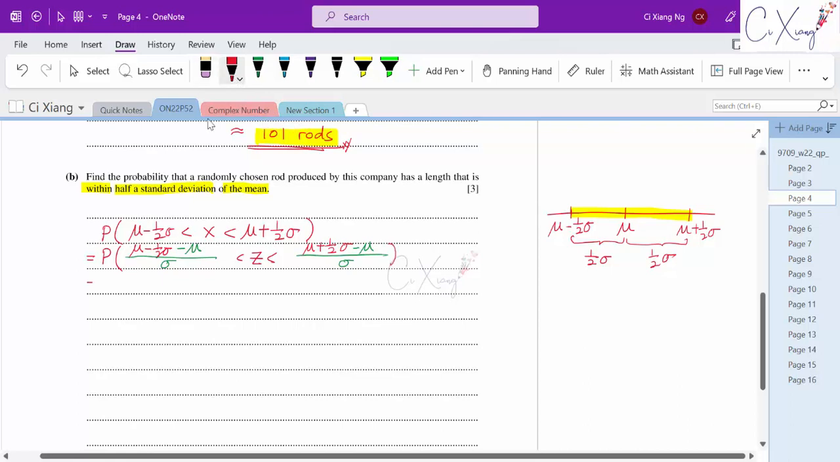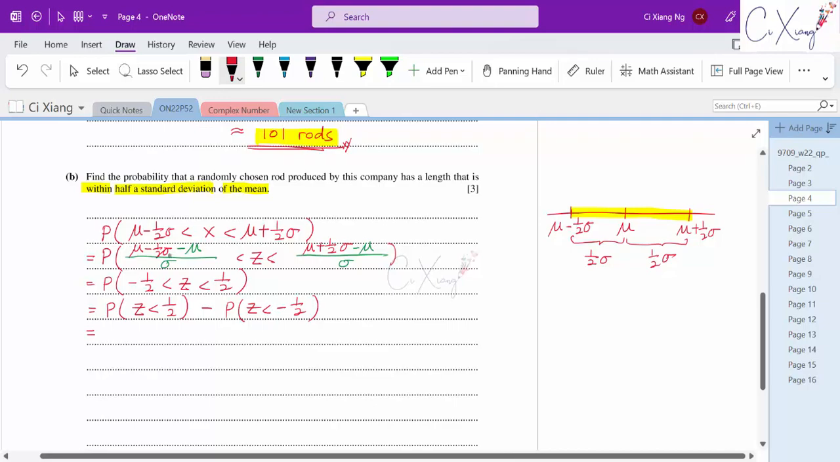Alright, so if I simplify this value, mu minus mu becomes 0, so negative half sigma divided by sigma, I have negative half, then z, and positive half. To calculate the probability from this part, there are many ways you can solve it. Personally, I use z smaller than half minus z smaller than negative half.